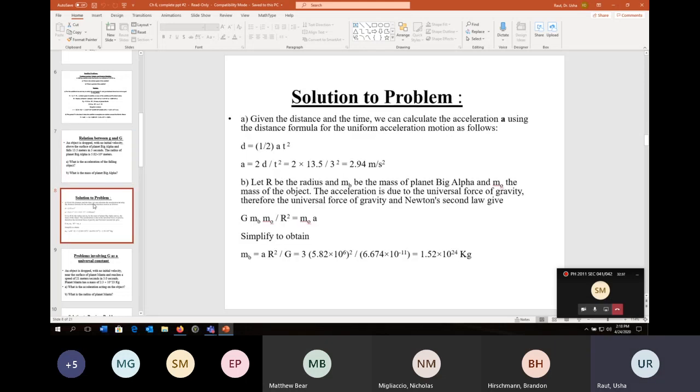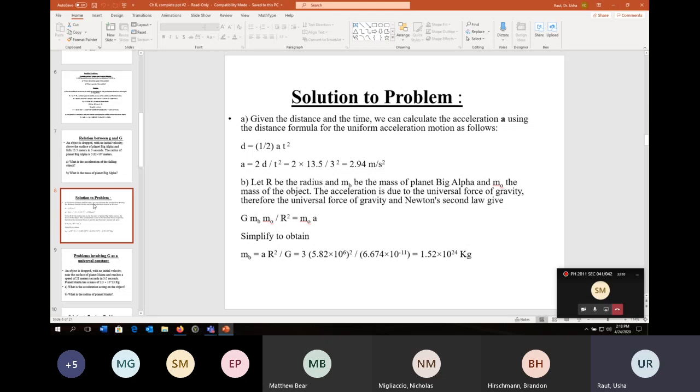So to get the mass, again, you should use what we've been using before. If you had an object on the surface of the earth, by surface, I mean just a few meters or centimeters away is pretty much the surface of the earth, the weight of the object is m times g, or in this case, m times a. So let m0 be the mass of that object.